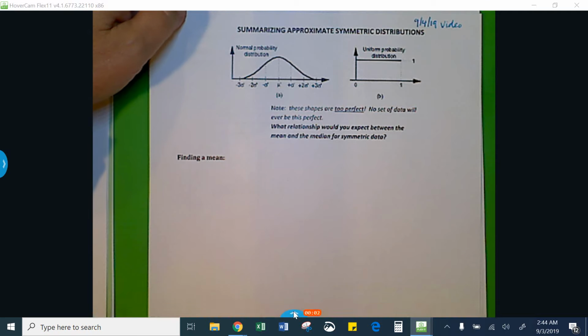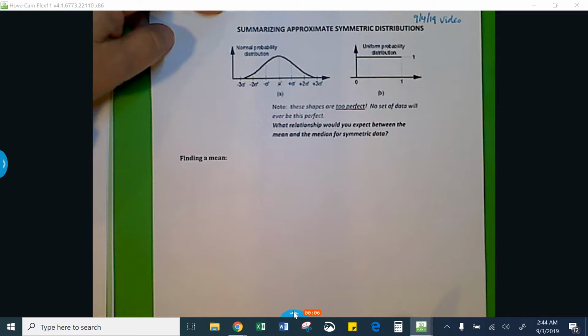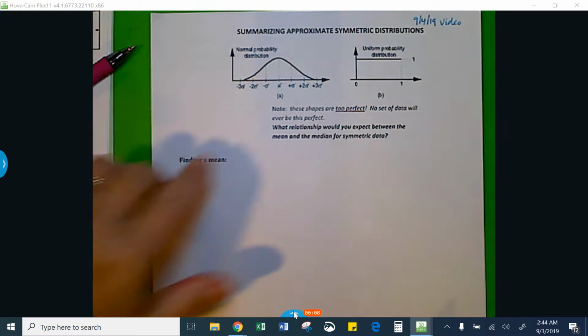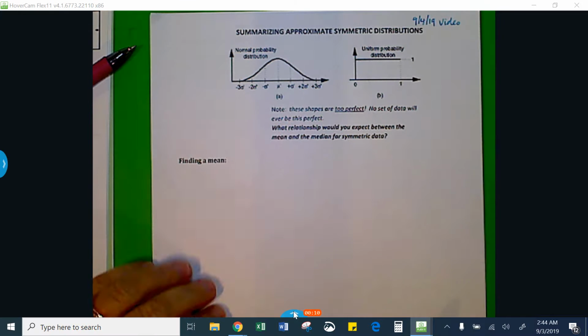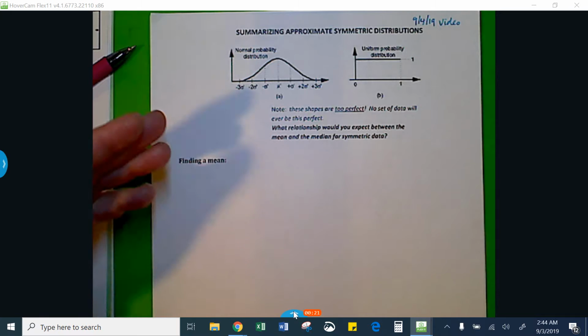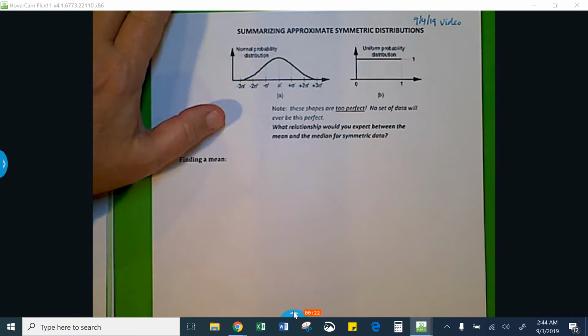Alright, we're going to start with page 16, summarizing distributions for approximately symmetric distributions. We talked about needing the interquartile range and median for skewed distributions. Now we'll talk about what's appropriate for approximately symmetric distributions.